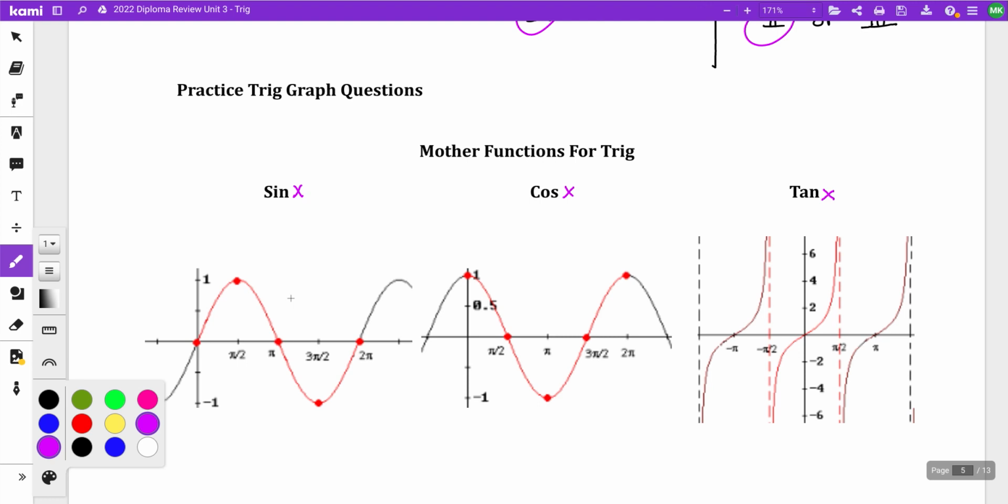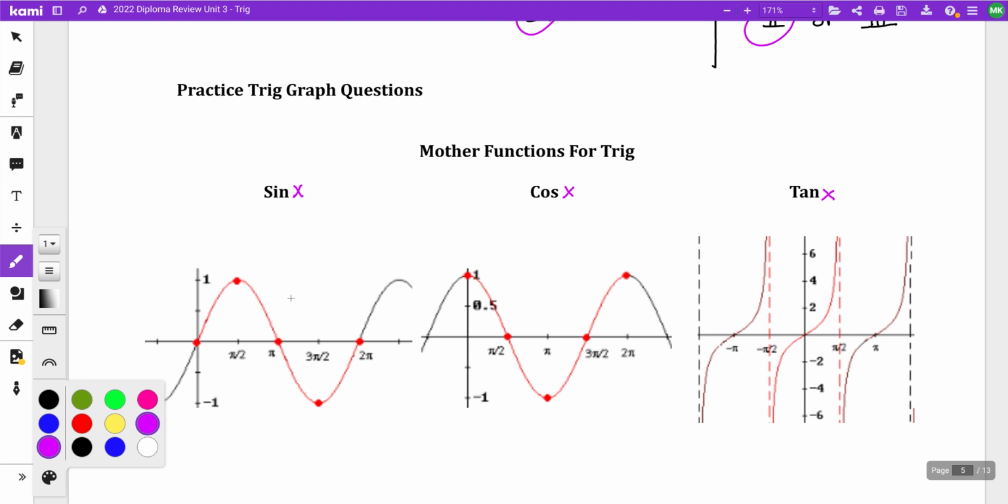I'm at 1 now. I go down my unit circle. I hit my x-axis at pi. That means my y value is now 0. I go around my unit circle. I get to the bottom of the unit circle at 3 pi over 2. My y value at 3 pi over 2 is negative 1. And then I continue around my unit circle until I do one full rotation, 2 pi, and I'm back at 0.